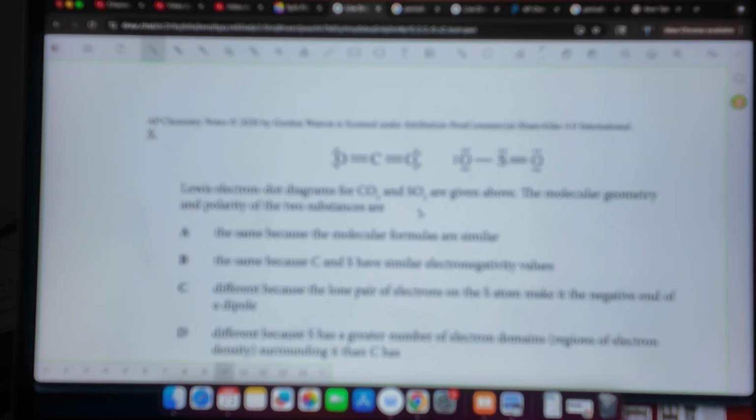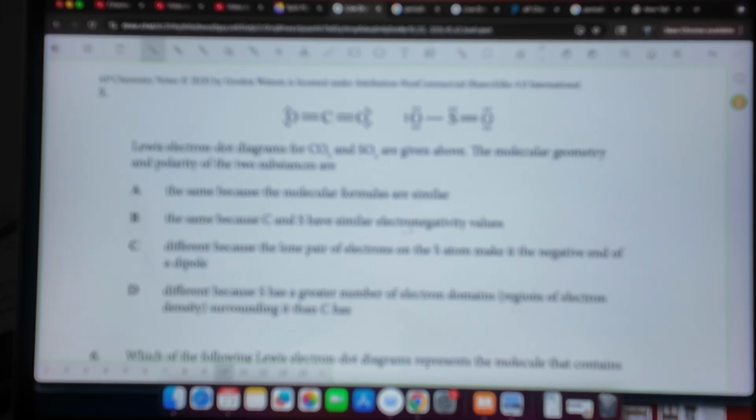Okay. Question number 5. The Lewis dot diagrams for CO2 and SO2 are given above. The molecular geometry and the polarity of the two substances are... Now, so this would be definitely like this and like this. And so here also it would be like this and like this, pointing this way, and this would be obviously the same, pointing this way. I would say they're the same.